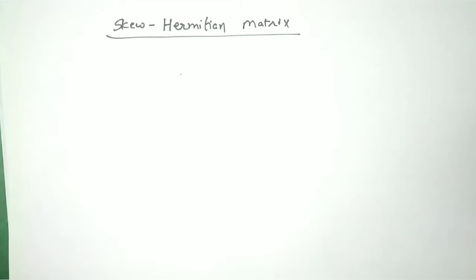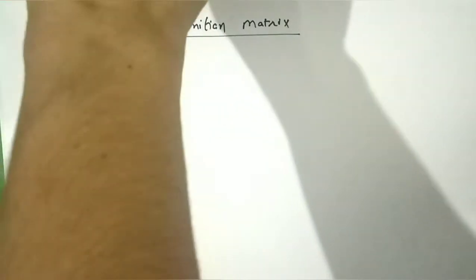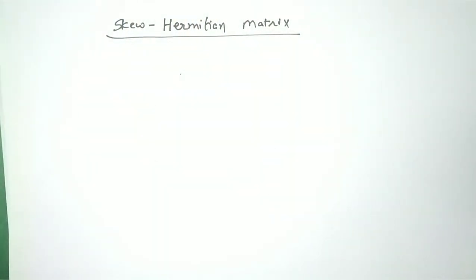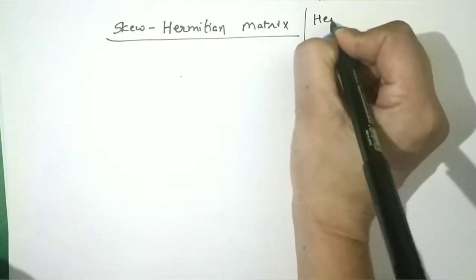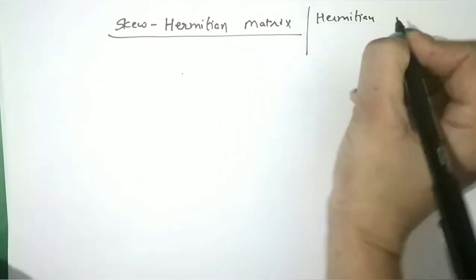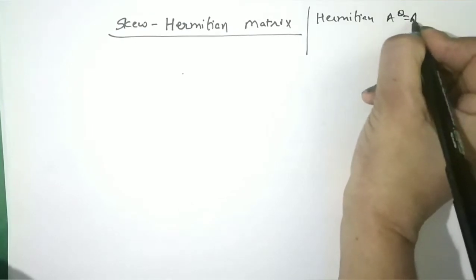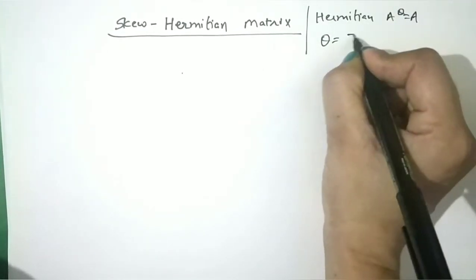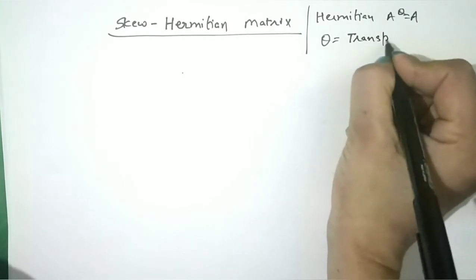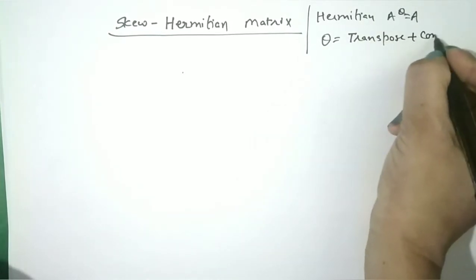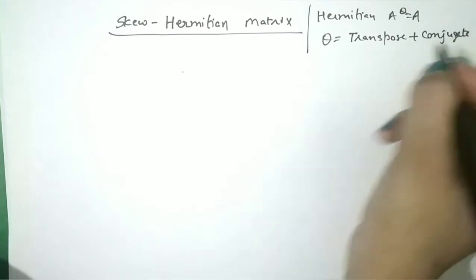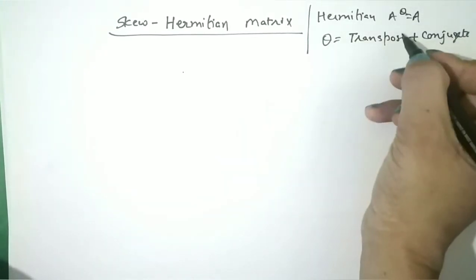We have in the previous lecture done the example and definition of Hermitian matrix. Now for the skew Hermitian matrix, what is the definition? First of all, we revise the concept of Hermitian matrix. A matrix is Hermitian if A theta is A. What is theta? Theta combines two operations, transpose and conjugate. If we apply these two operations on a matrix, it becomes A theta.